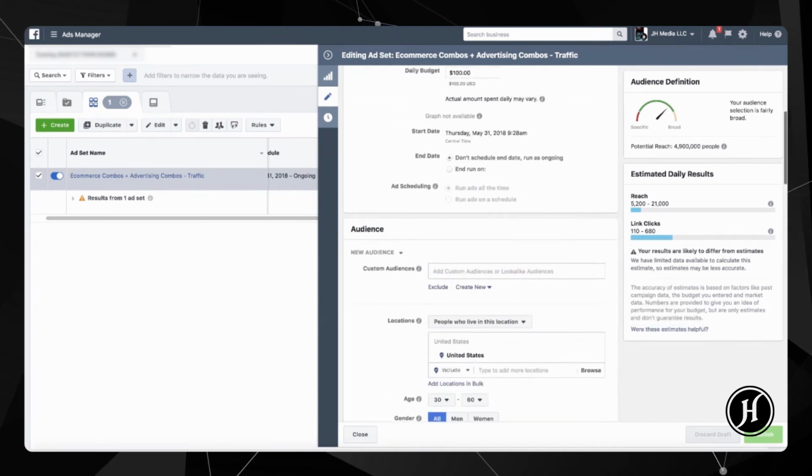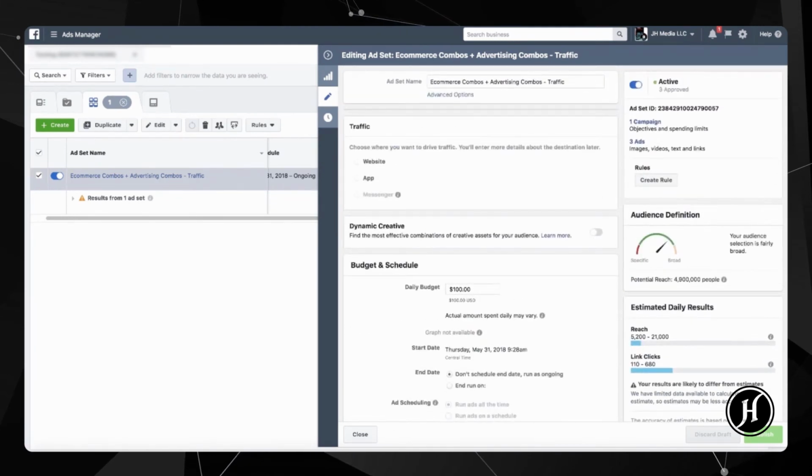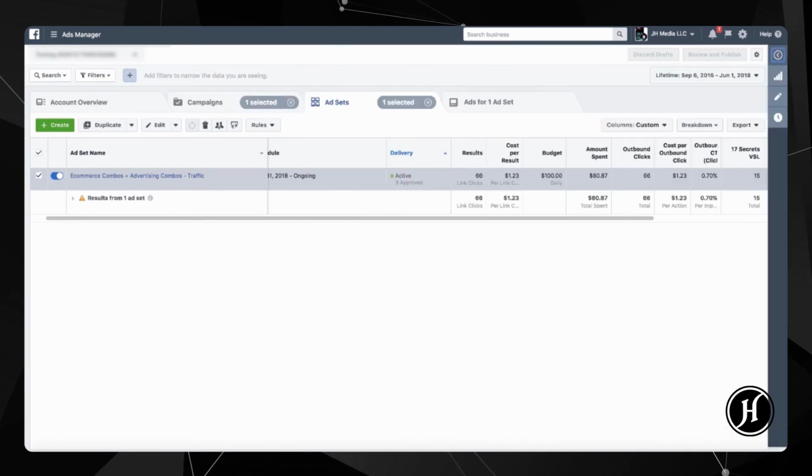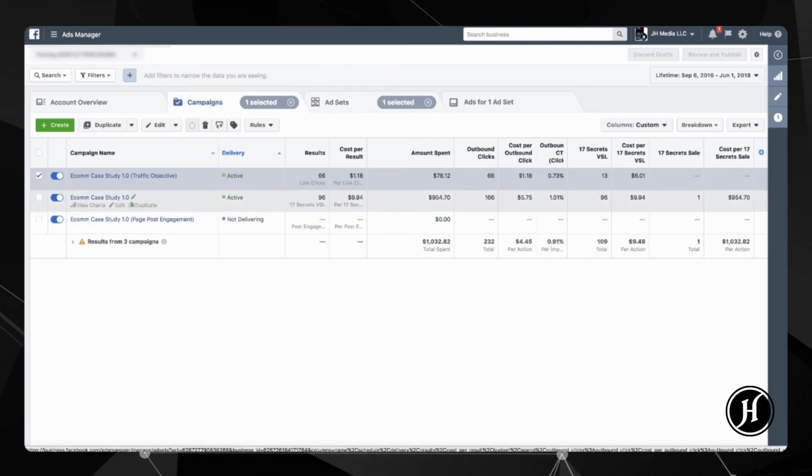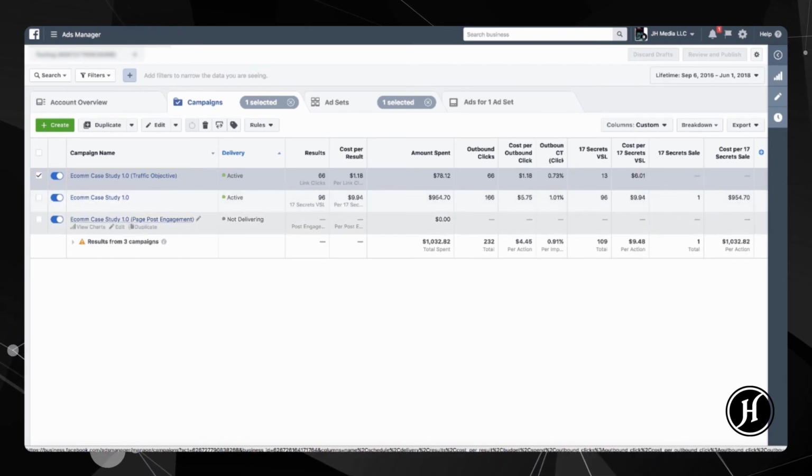I didn't put any exclusions or anything in here because I wanted to just get as much traffic coming through as possible. And I'm going to start scaling this budget now because I'm getting proof of concept here that the leads are coming through and they're coming through cheaper. So we can get leads and get them at a better cost than conversions in the traffic objective, it looks like.